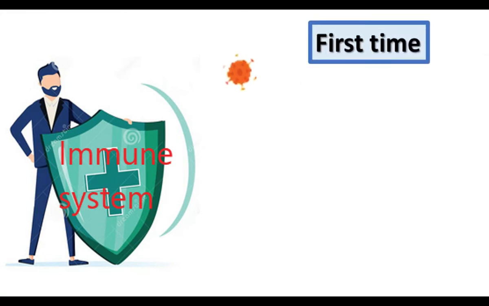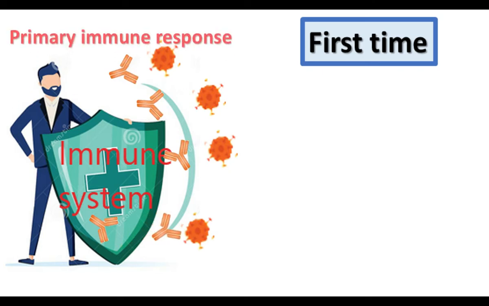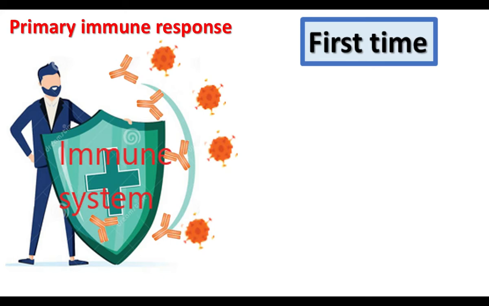When the immune system meets the pathogen for the first time, it will not show the response immediately. The immune system has to study about the foreign agent. It has to analyze and recognize the foreign agent, and then slowly it produces antibodies. The antibody production takes place slowly, and the antibody level slowly increases. This happens when the immune system meets the foreign pathogen for the first time. This is called as primary immune response.